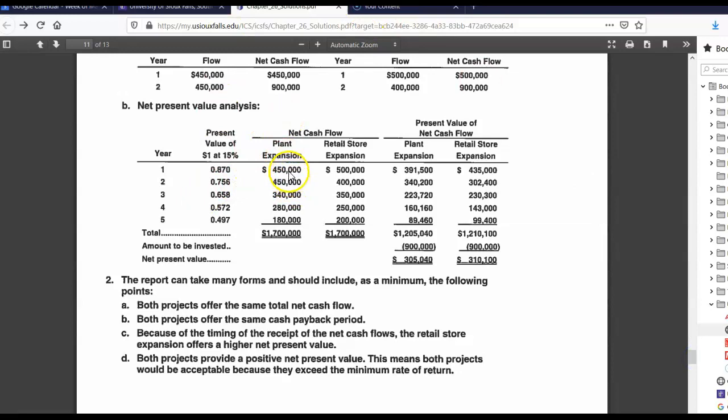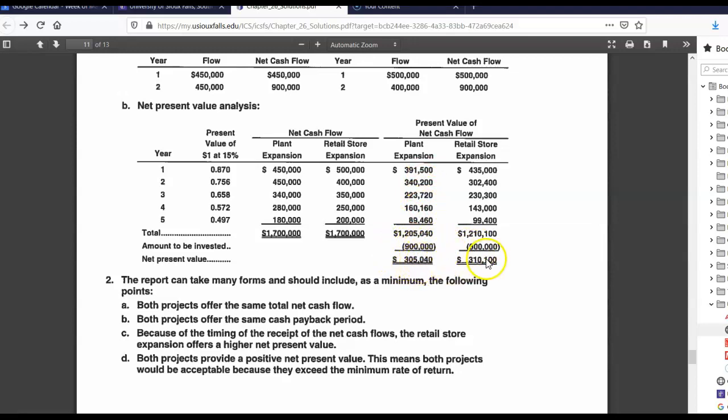All right. Then if we look at net present value again, nothing new here, right? Notice here, all different cash flows for either the plant expansion or the retail store. You have to use all of the lump sum calculations, all of the present values of a buck. Their hurdle is 15%. 0.870 times 450 is 391. 0.870 times 500 is 435. Calculate that all the way down. Again, both scenarios had a cost of 900,000.